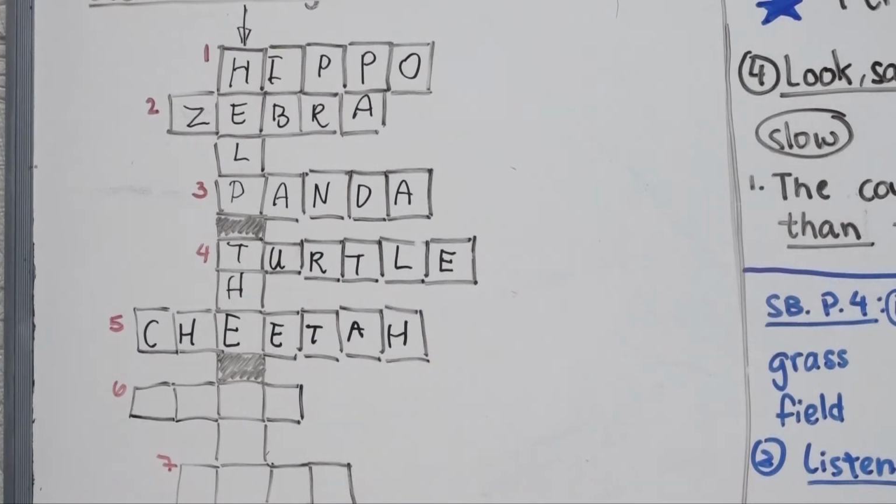C-H-E-E-T-A-H. Cheetah. Right? That looks like a tiger, right? But instead of stripes, it has lots of dots, right? Cheetah.